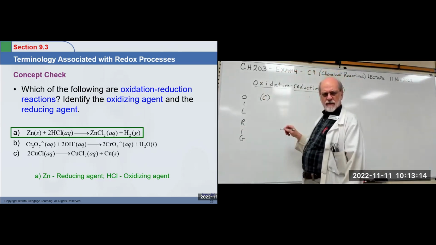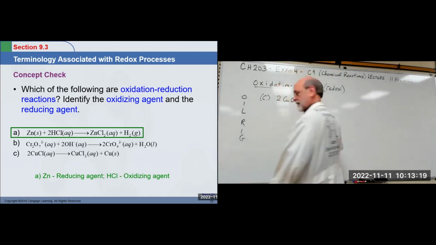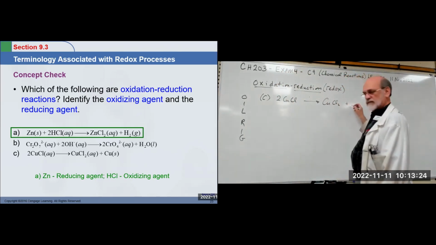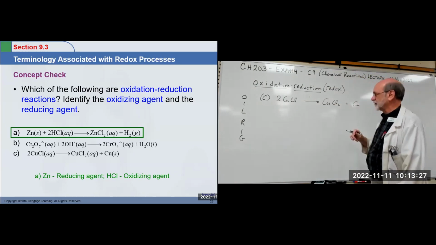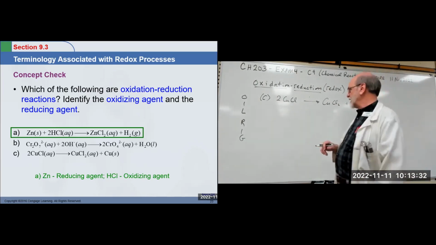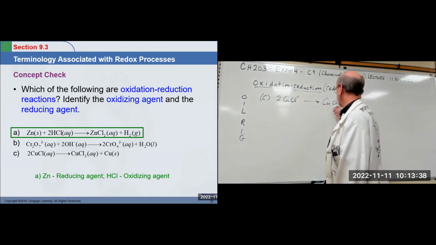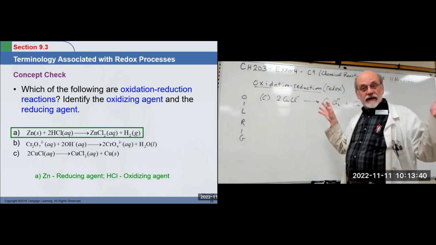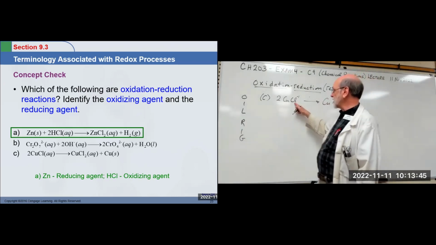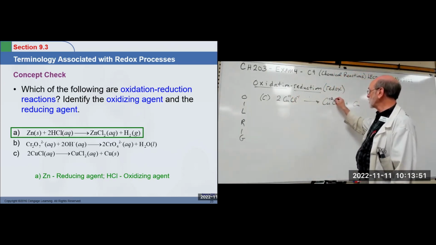Okay, copper 1 chloride. And that gives you copper 2 chloride plus copper metal. I left out the phases. I don't think we need them in this case. Okay, what changes? Well, the chloride's -1 on both sides. So chlorine doesn't change its oxidation number. But this copper is a +1, right, to balance that one. This one is a +2, and this one's a 0.